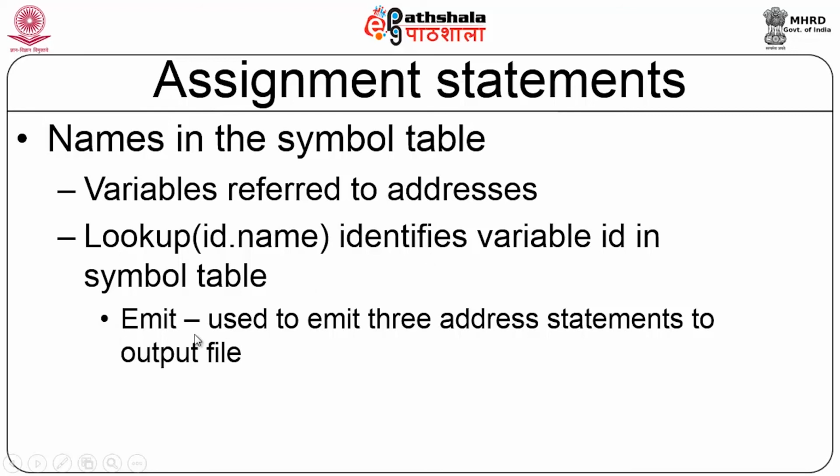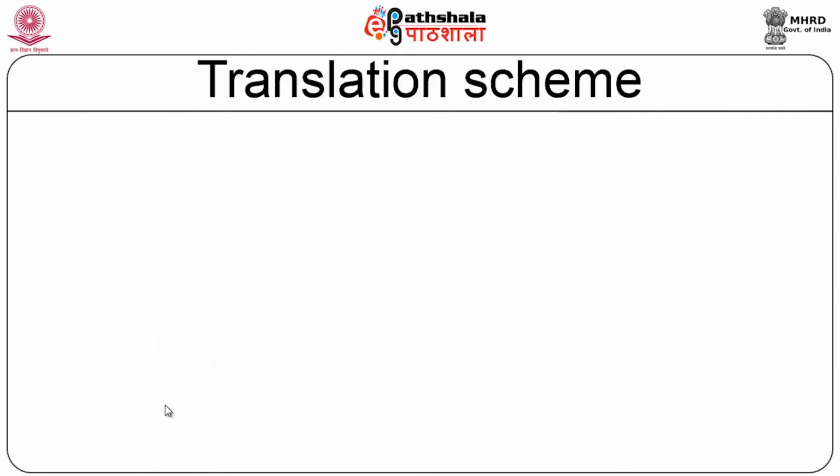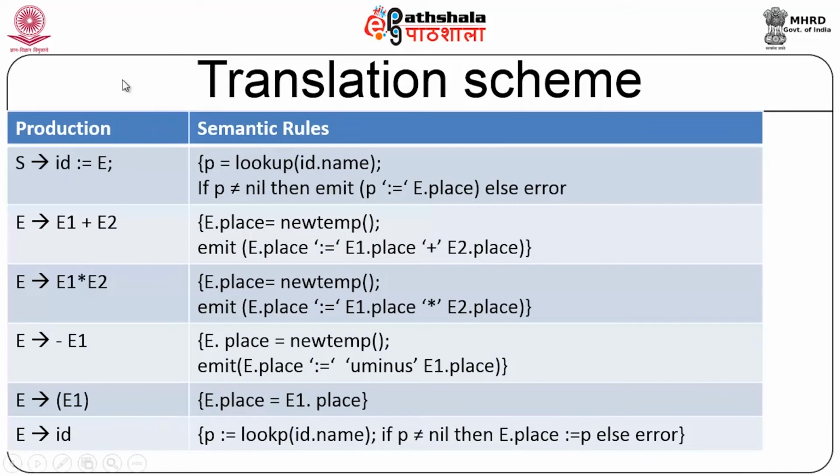And here we are going to use the function emit, which is used to emit 3 address statements to an output file. We have already seen gen. Gen simply generates the 3 address code, whereas emit emits 3 address statements to the output file. So, gen does it to the stream. The translation scheme is here, which is exactly similar to the previous one, but I am just using the emit function as compared to the gen statement.